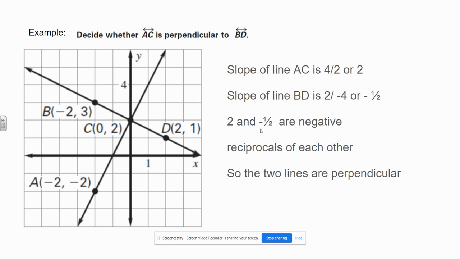So 2 and negative 1/2 are negative reciprocals of each other. So that means that these two lines have to be perpendicular. Now, if I didn't want to count the boxes, I could always use my slope formula to get the same answers for both of these.